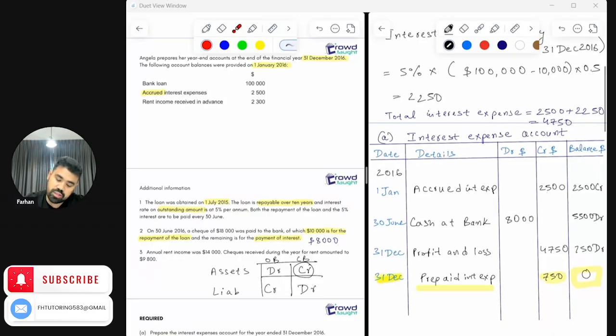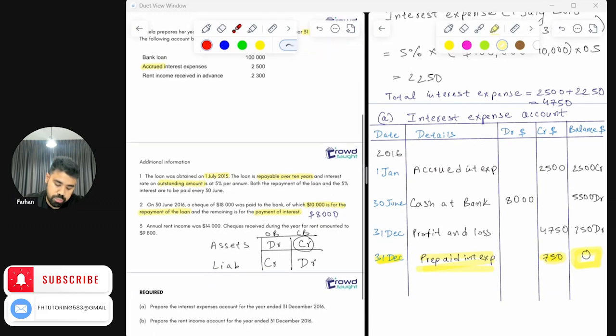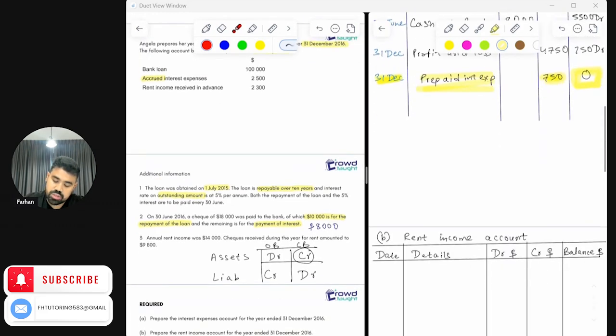So therefore, on 31 December 2016, we have our final narration, which is for prepaid interest expense, 750 reported on the credit side, which ends up giving us a net balance of 0 at the end of the financial year, okay? Now we will prepare the rent income account.